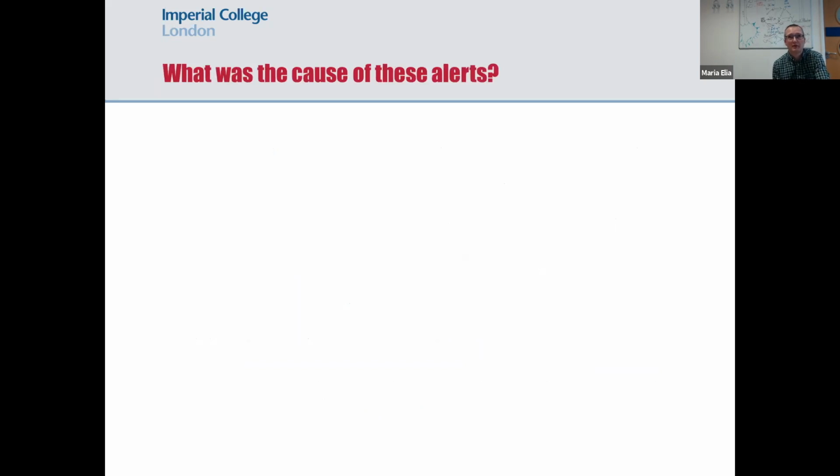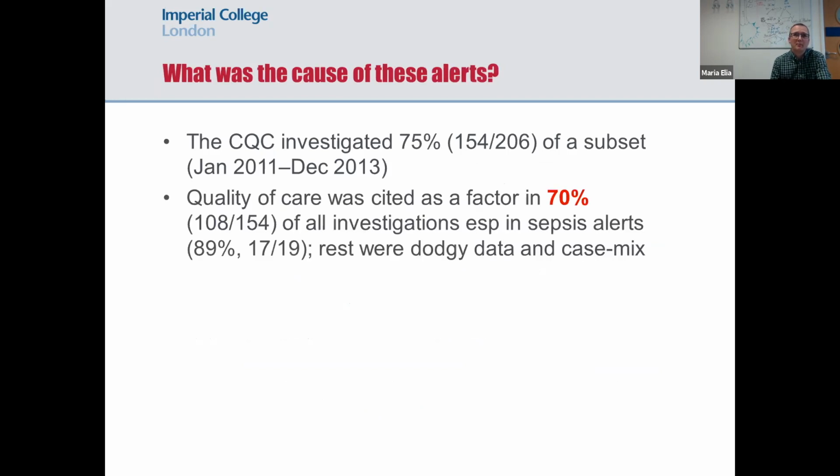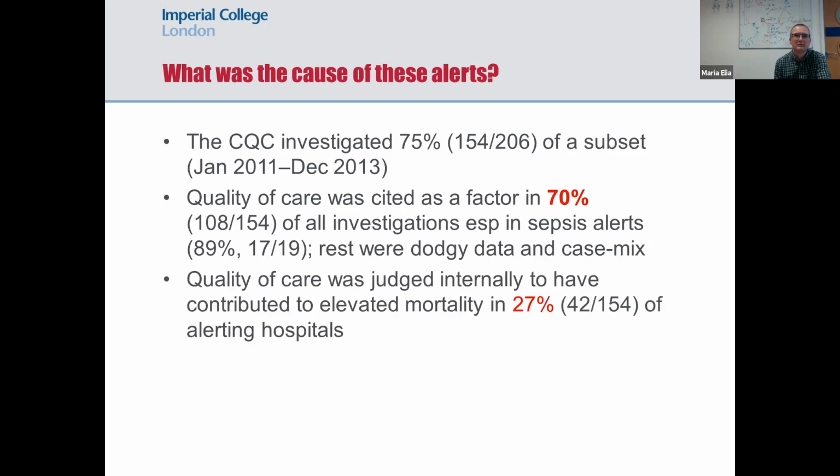So what was the cause? Well, the CQC, that's the National Hospital Regulator, they investigated 3/4 of these alerts. And the big headline was that quality of care was found to be a factor in 70% of all these investigations, particularly in those with sepsis. In the other 30%, it was data issues and case mix. 70% was quality of care. So that's really quite a high proportion.